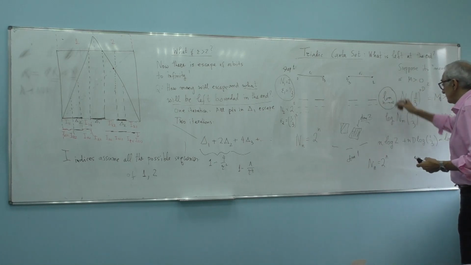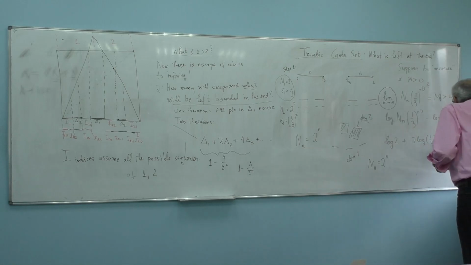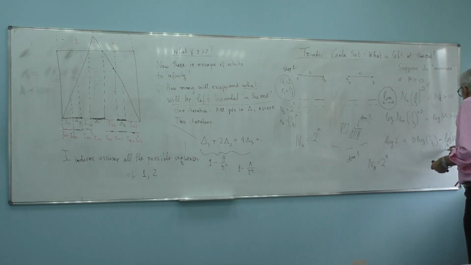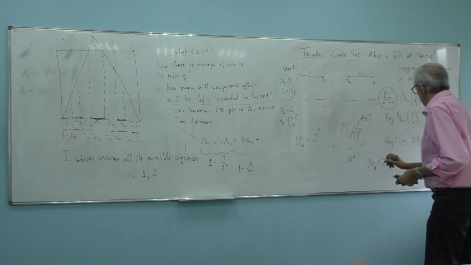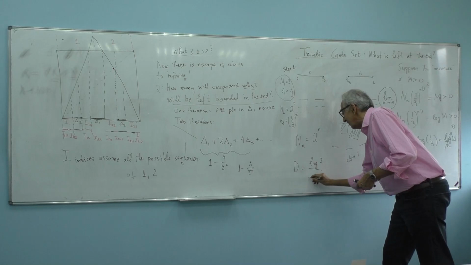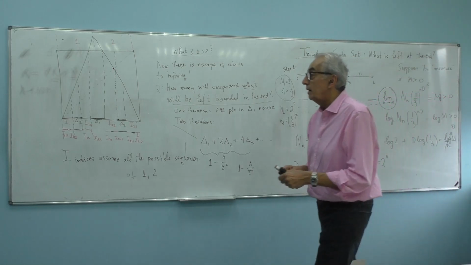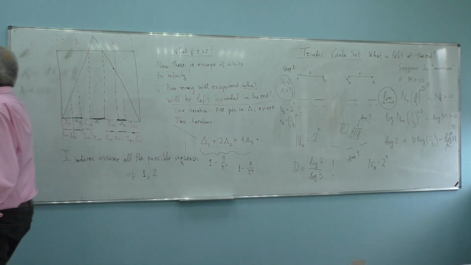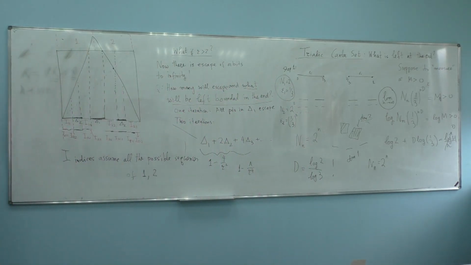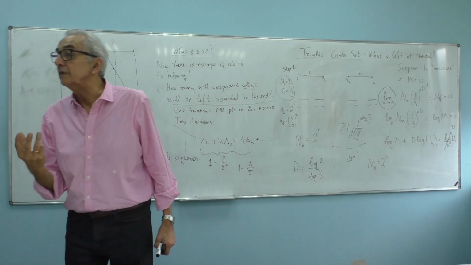Well, if I take the limit as n goes to infinity, I divide them from here, this is a finite number, this goes to 0, and the answer is, the dimension is log 2 over log 3. Amazing. This is what it says here. These guys live in a world of dimension 0.63209.